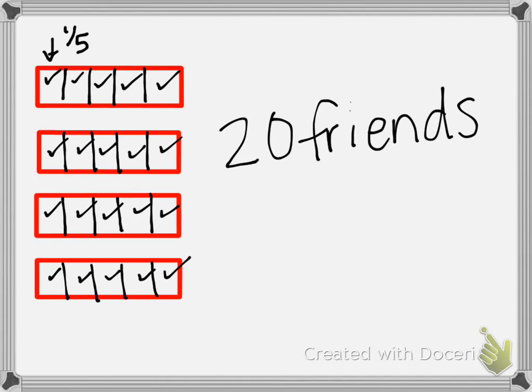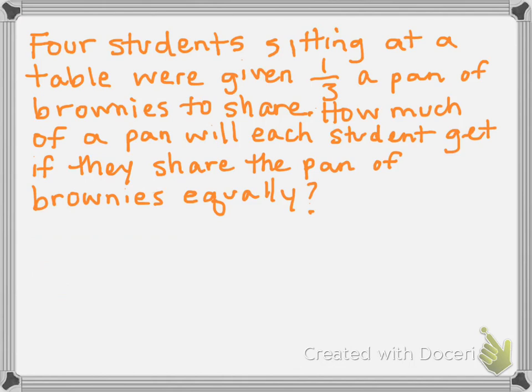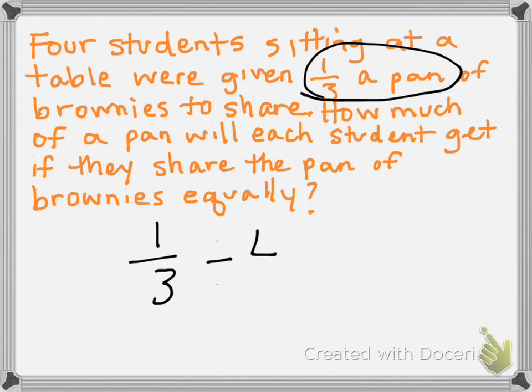And our last problem that we're going to look at: 4 students sitting at a table were given 1/3 of a pan of brownies to share. How much of a pan will each student get if they share the pan equally? In this case, what we're starting with is what goes first. So we have 1/3, and we're dividing that 1/3 of a pan by 4 kids.